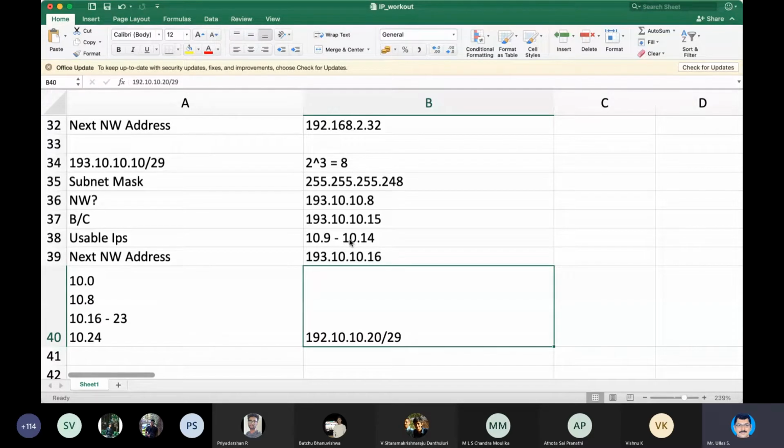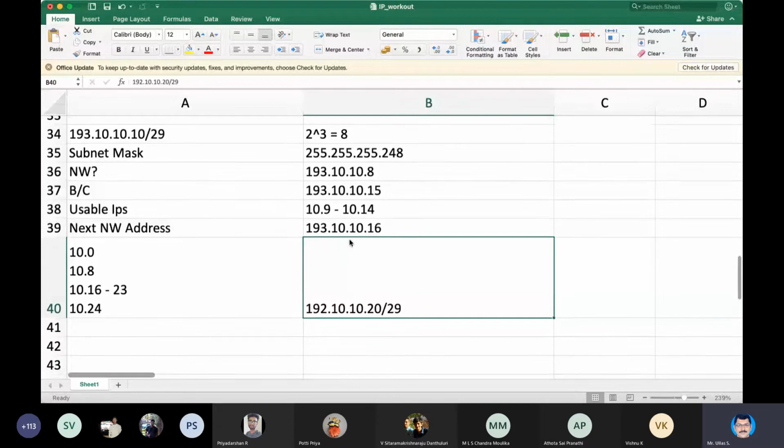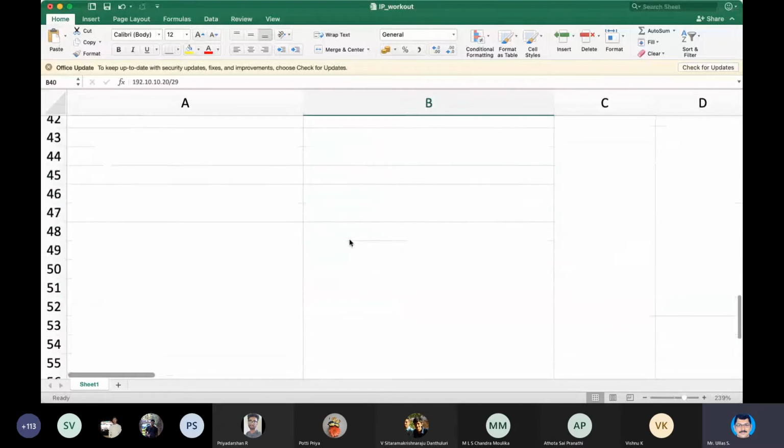Is this clear, guys? Have you understood the trick I tried to say? Yes, sir. Okay, hope you are comfortable with this example now. Let me give one more example.